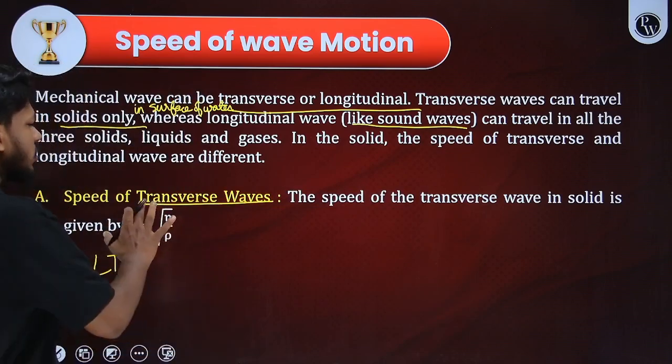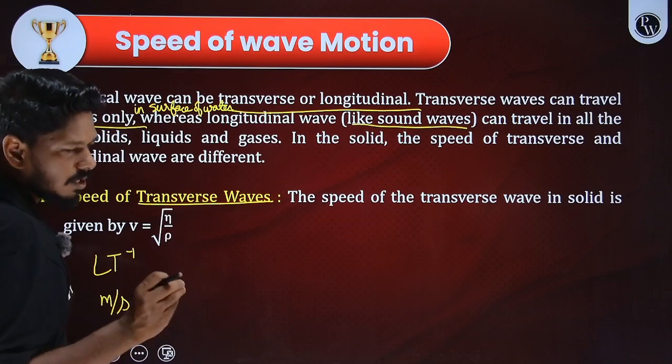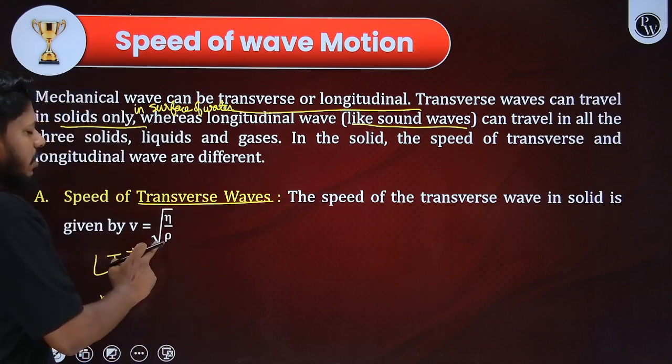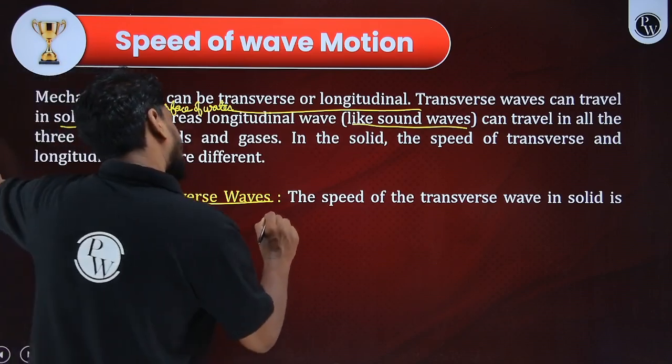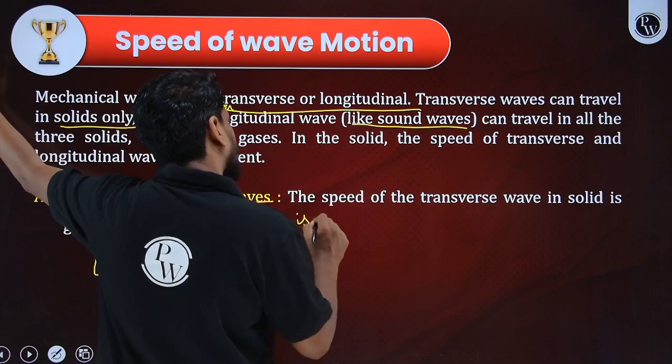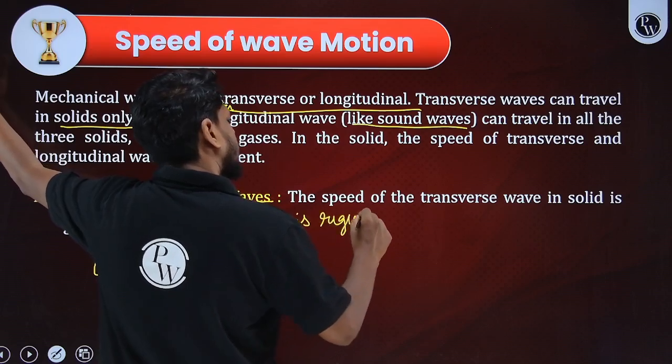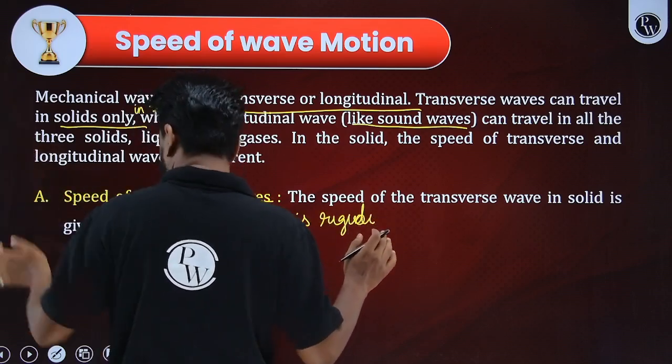So speed of transverse wave, if I am talking about transverse wave, velocity will be given by root of eta divided by rho. What is eta? Eta is rigidity modulus.